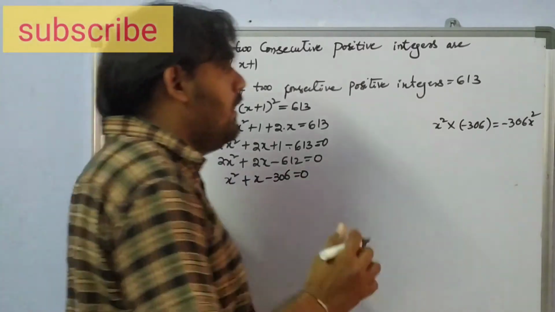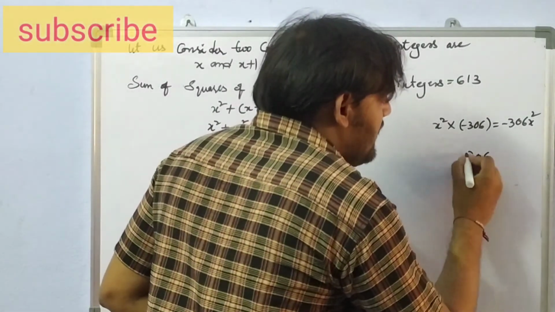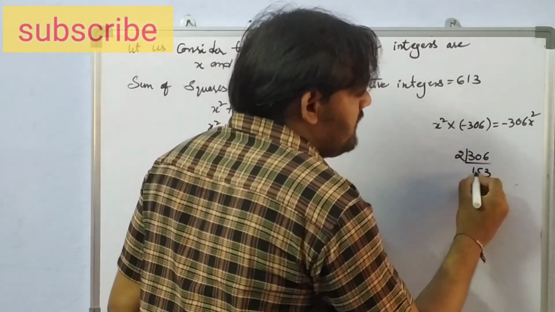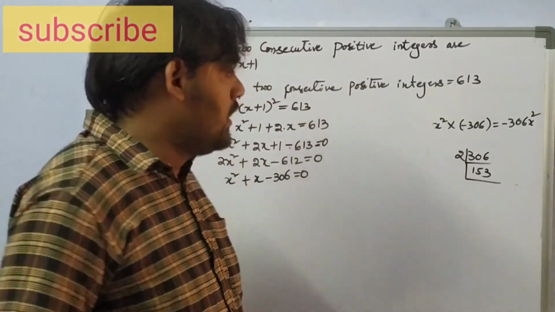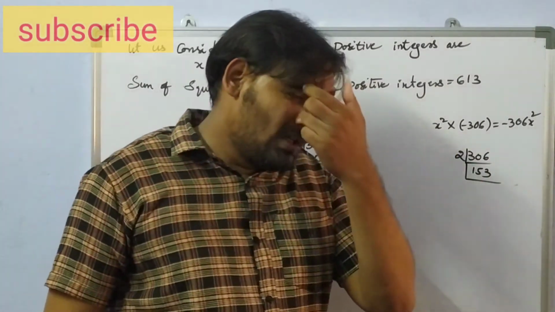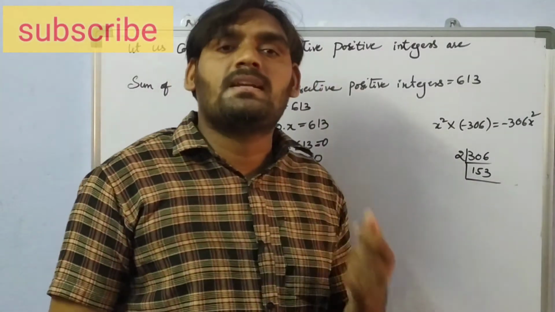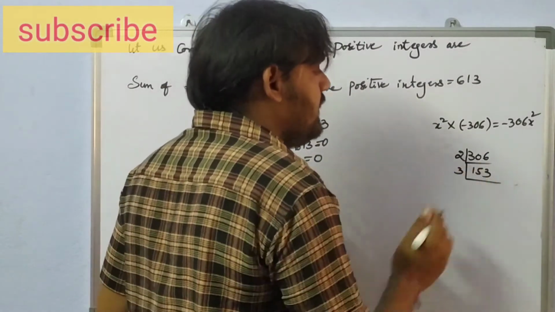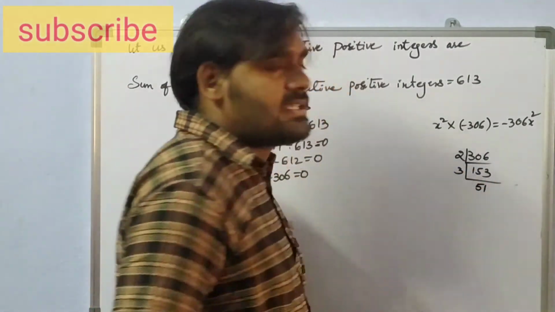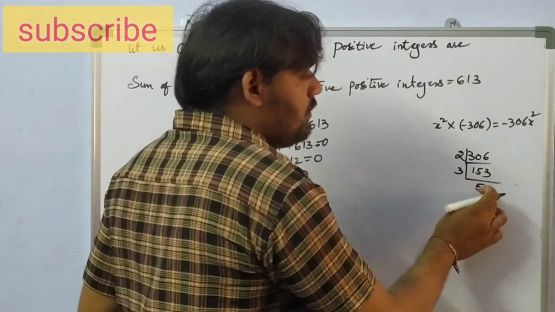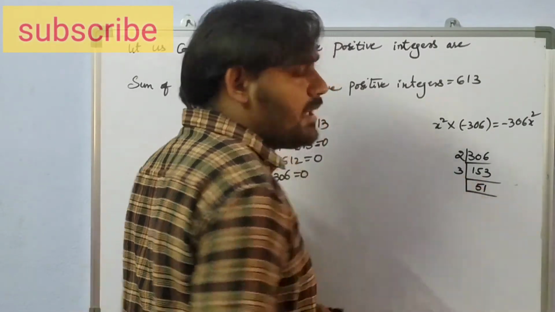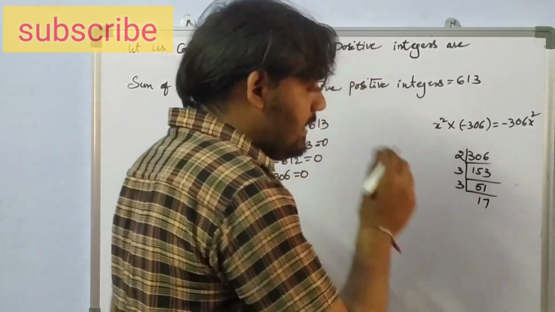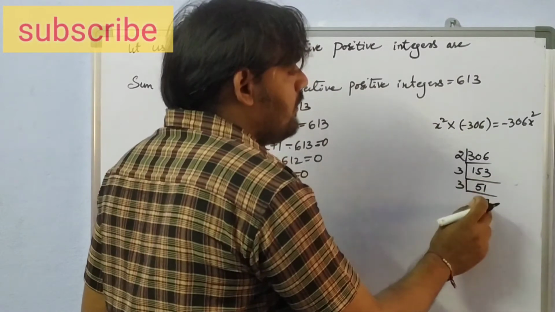So first of all, find the prime factors of 306. Here we can divide it by 2. It will become 153. Next, can you divide this number by 2? No. Next we have to go for another prime number, that is 3. Can you divide this number by 3? Yes. The sum of the digits is divisible by 3. Next, can you divide this number by 2? No. Next we have to go for another prime number. Yes, we can do. So here, when you divide 51 by 3, the quotient is 17.